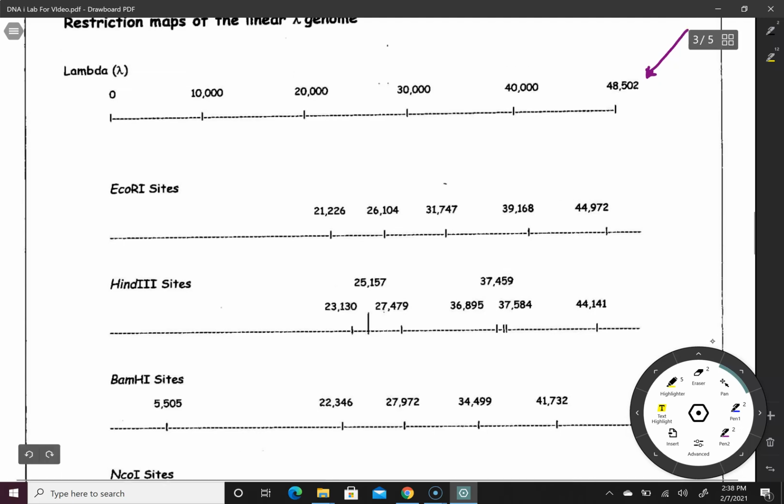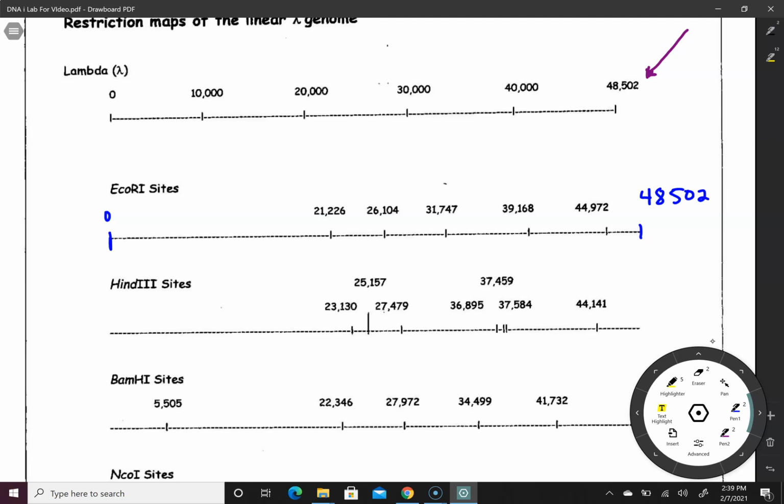We know that this end is 0, so let's go ahead and pencil in a 0. And we know that this end is 48,502 base pairs. So that's the total length. It made these specific cuts at these specific base pair numbers. So now you just use a calculator. A regular calculator is all you need.